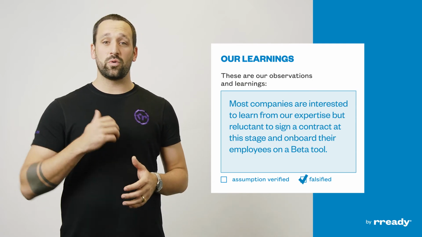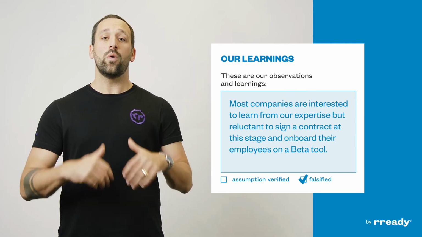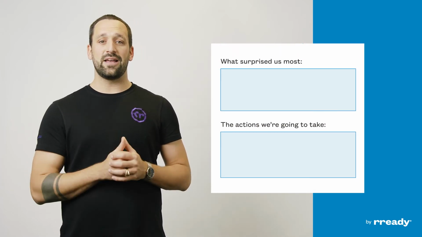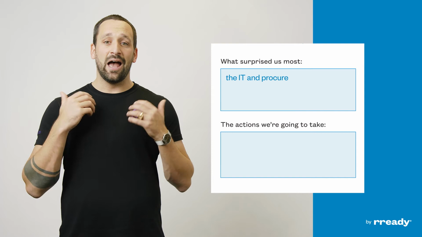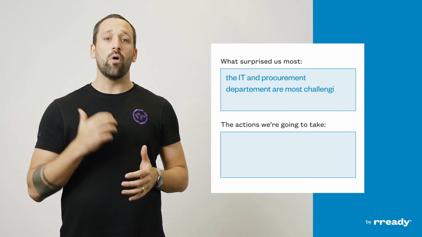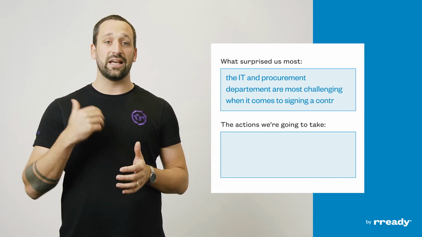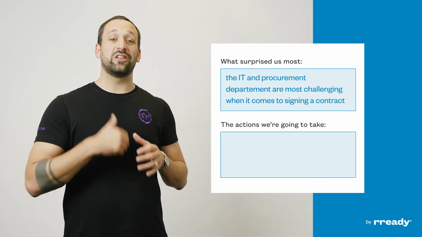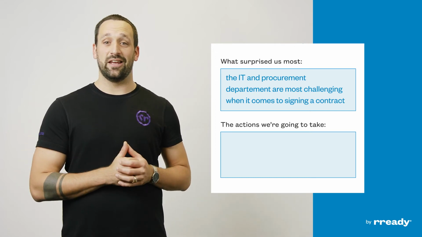As a consequence, we had to disprove our assumption. No matter what the results are of the experiment, there are always surprising new insights which are worth noting down. In the Simplify example, we realized that the IT and procurement departments are most challenging when it comes to signing a contract.